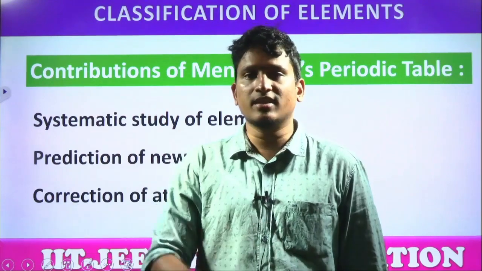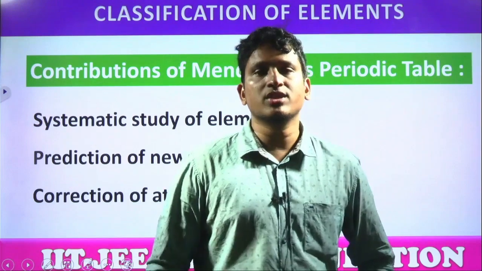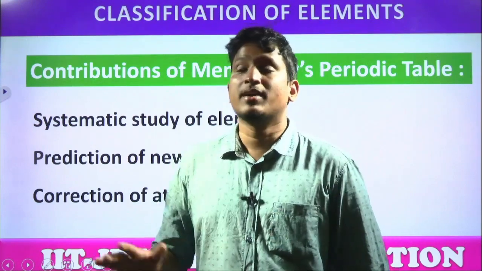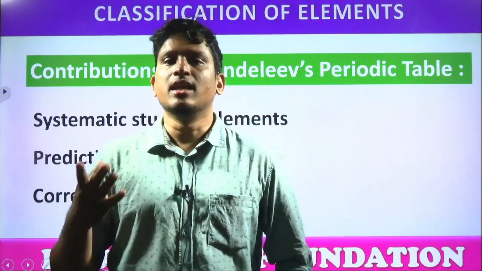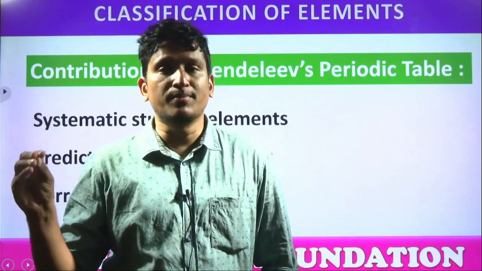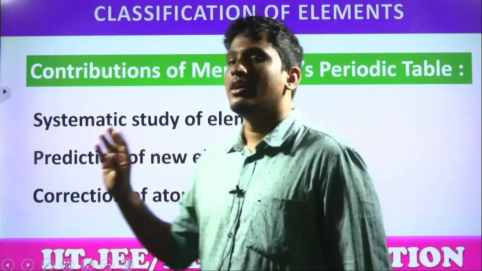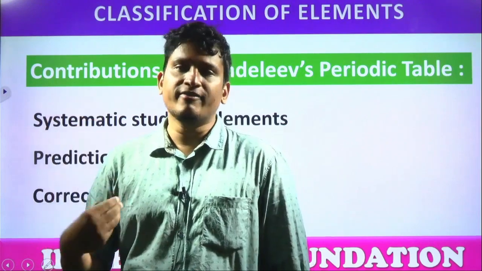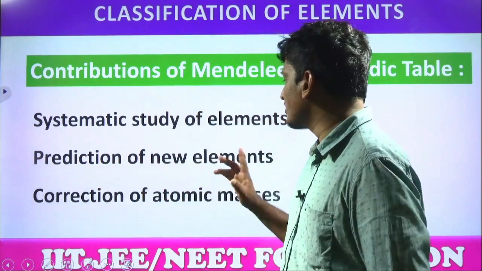You already have seen the early attempts of classifications, and in all these classifications, all the elements were not classified. But in Mendeleev's classification, whatever law he gave, that law is applicable for all the set of elements. So that's a systematic study of elements. That means very few errors are there in this classification. And predictions of new elements.